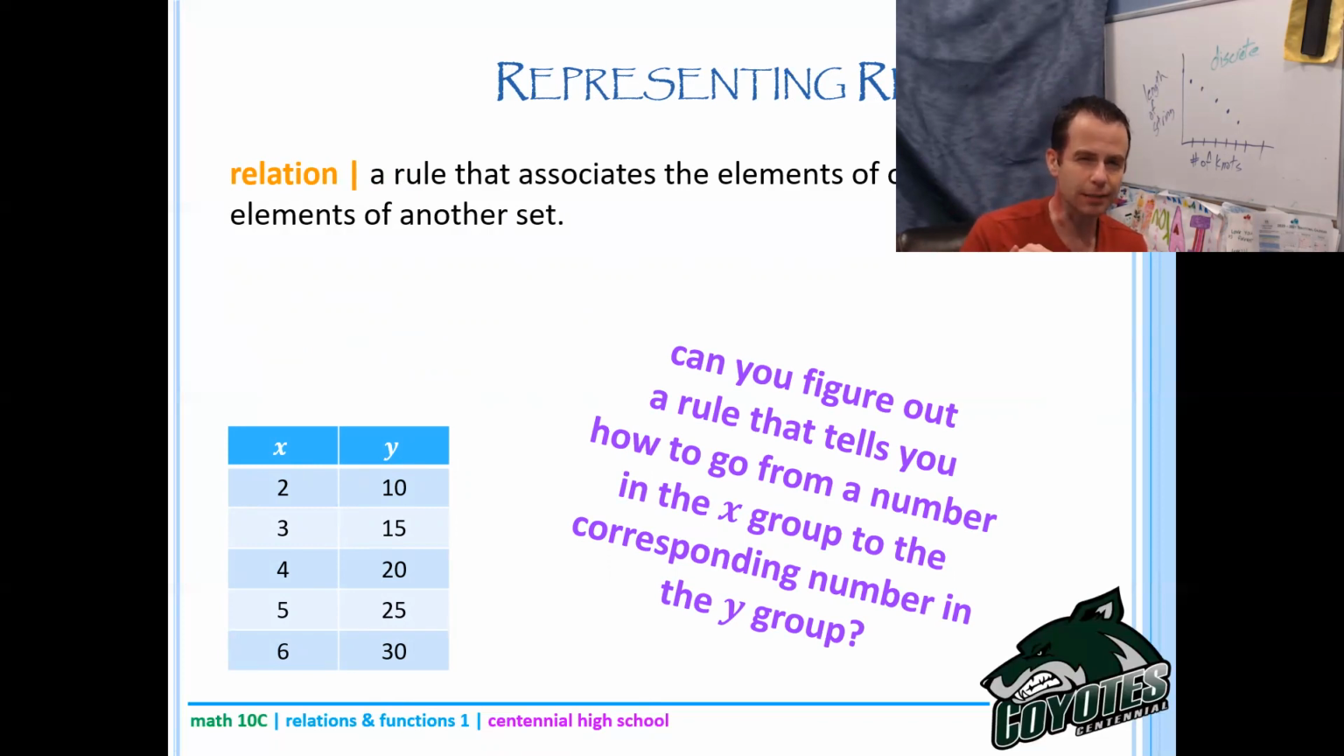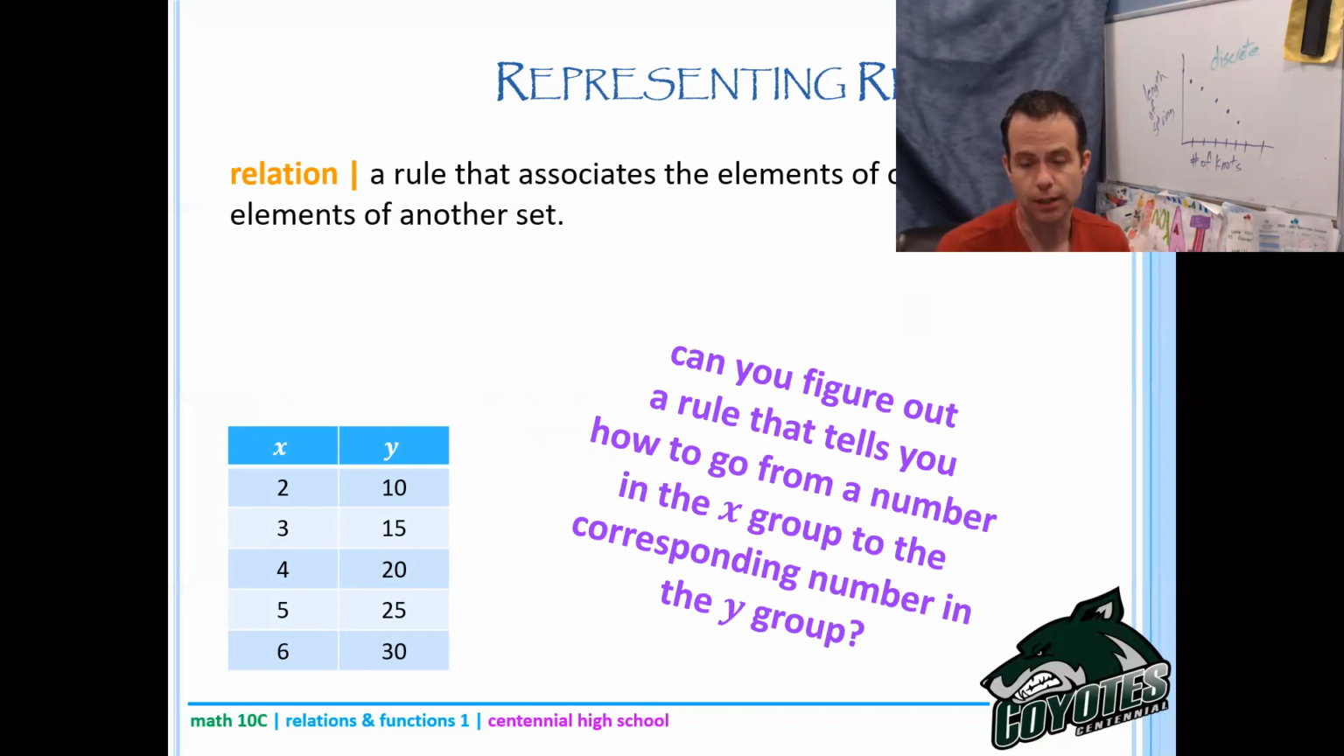I want you to listen very carefully to what I said there, because a lot of you will look at this table, and if you were asked in junior high to describe what's happening, you might say, as x goes up by 1, y goes up by 5, and that's great, but you are looking at that data vertically. I want you to look at the data horizontally. So tell me, how do I go from an x value of 2 to a y value of 10? What's the connection there? How do I go from an x value of 3 to a y value of 15?